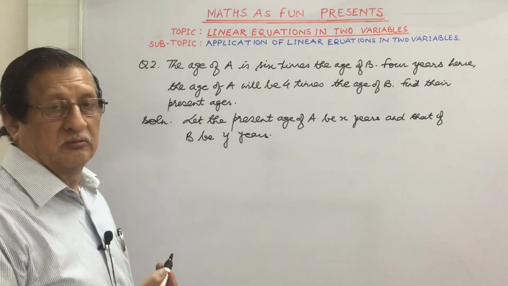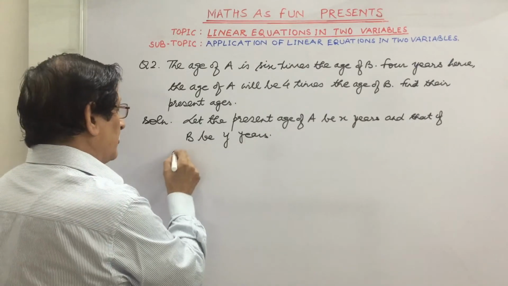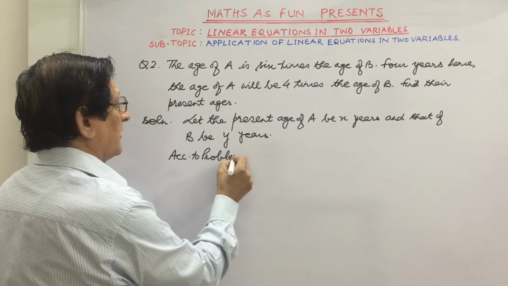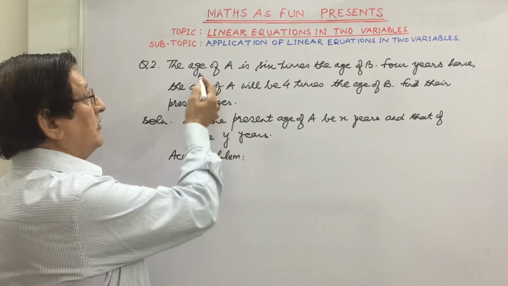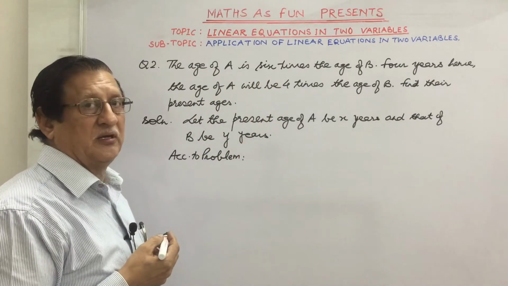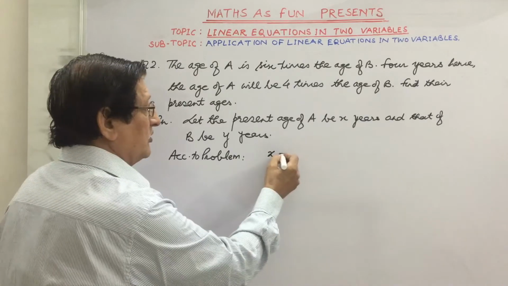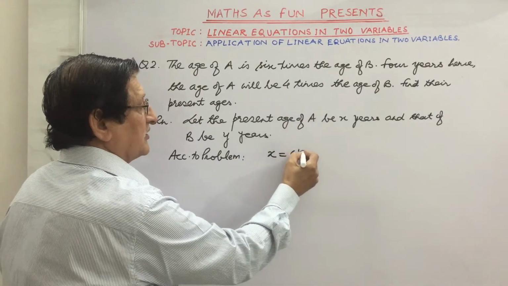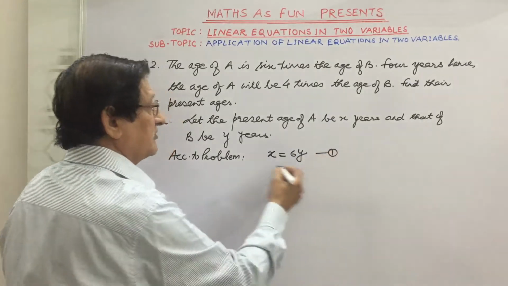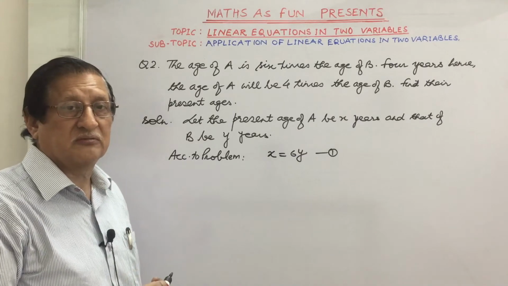Now we have to construct the equations. According to the problem, what do we have? A's age is 6 times the age of B. So the age of A is x, and that is equal to 6 times B, that is 6y. This becomes your first equation. We can keep it the same way and we can make use of the substitution method.